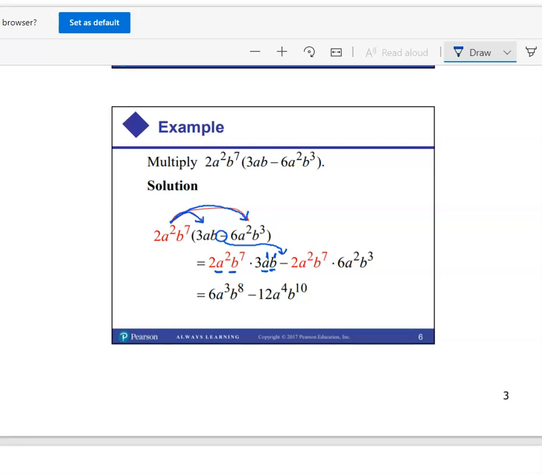Okay, now we're going to move over here. We bring down our negative. Then we would do 2 times 6, or you could just say negative 2 times 6, which would be negative 12. So either way you want to do that. And then we've got a and a, so we're going to add the exponents. 2 and 2 would get me a to the 4th. Then we're going to look at b and b. Those are both the same base, so we would add the exponents 7 and 3 and get b to the 10th.